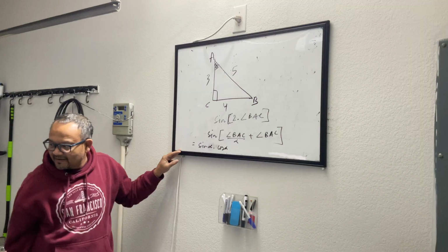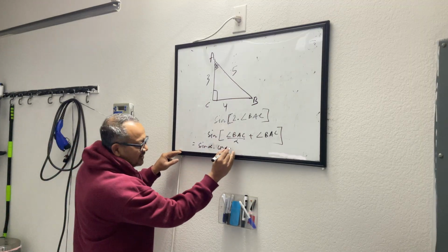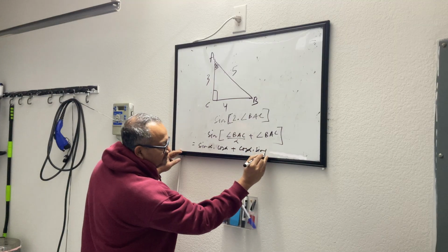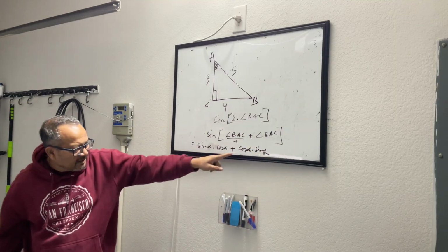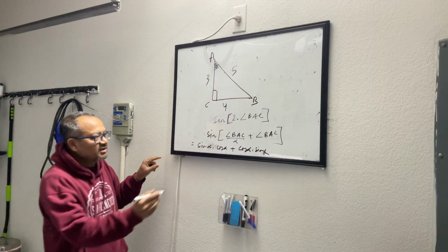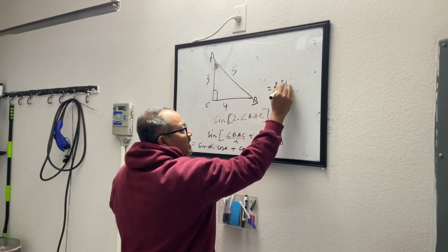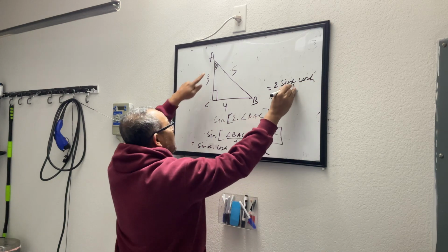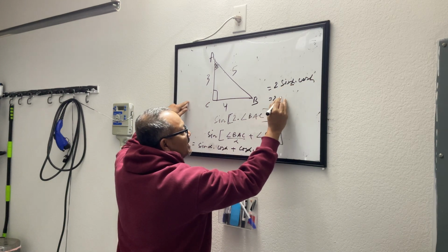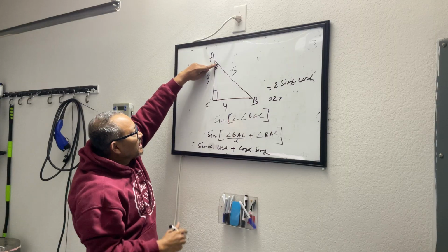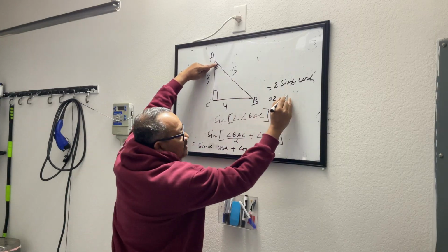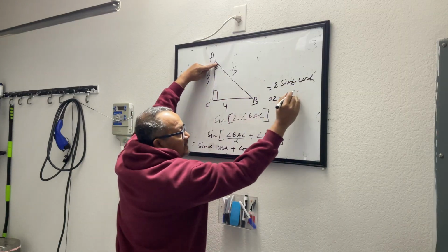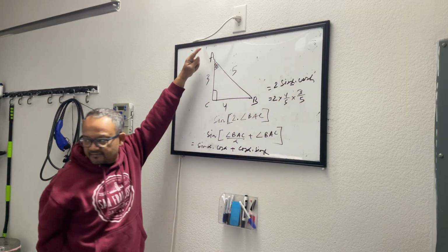So I'm repeating the same thing actually. It is equal to 2 times sine of alpha times cos of alpha. And my alpha is angle BAC. So it is 2 times sine of BAC, which will be 4 over 5, times cos of BAC, which will be 3 over 5. That's it.